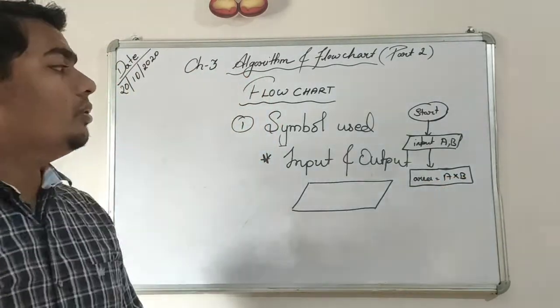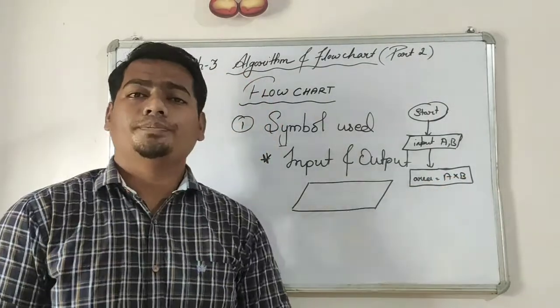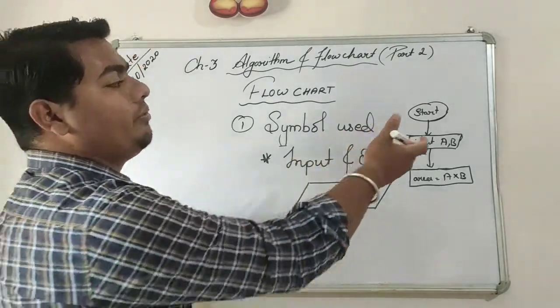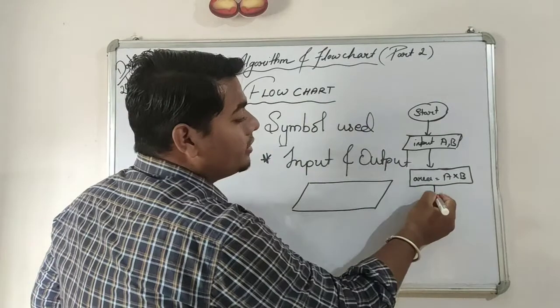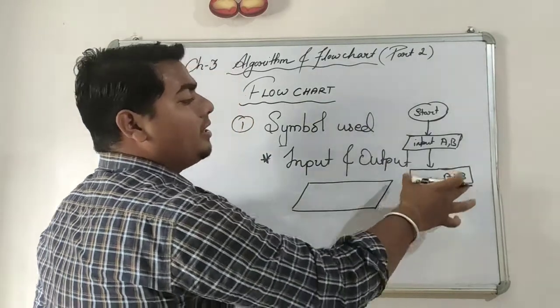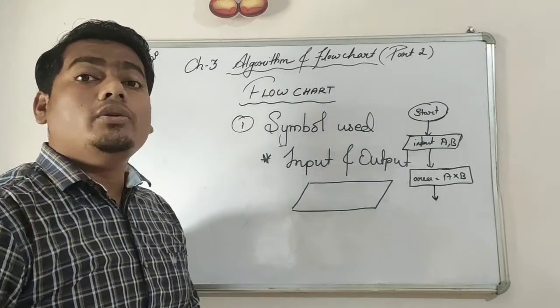It means they have to find the area of the box. Any number we can give, that's why we have written A and B. After finding the area, what will it do? It will do the output.